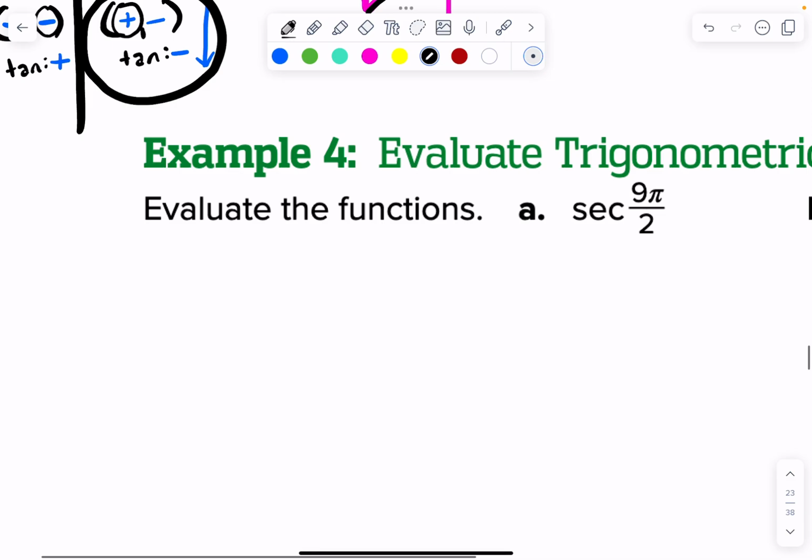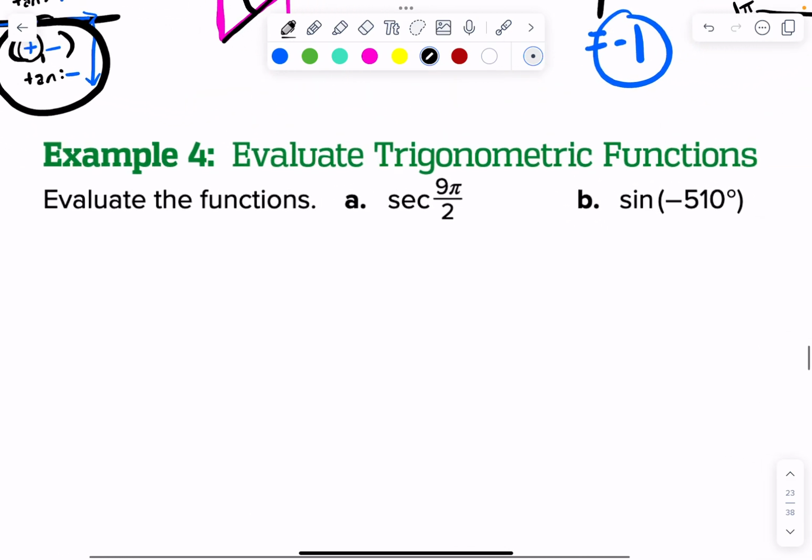All right, let's go on down to, am I making you dizzy yet? Going down to example 4, evaluate trig functions. This is secant of 9 pi over 2.